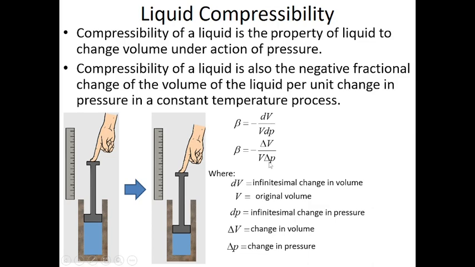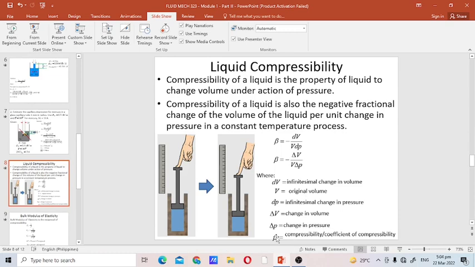Pag delta P, change in pressure, sabihin, definite change siya. Hindi siya infinitesimal change. Definite change. Ito, definite change in volume, definite change in pressure. Ito yung beta natin, compressibility or coefficient of compressibility. So, yan yung formula ng pagkuha ng ating liquid compressibility. Okay? So, ayusin ko lang.